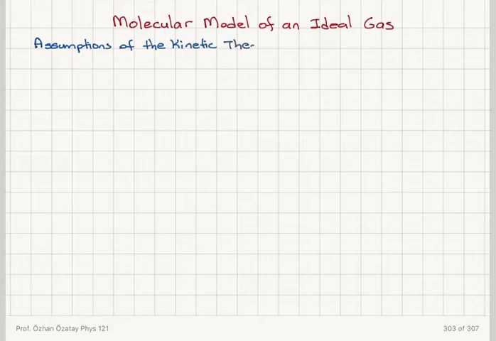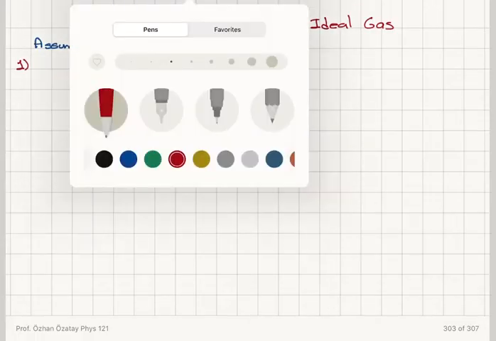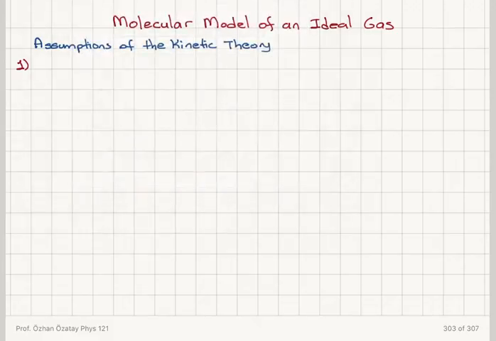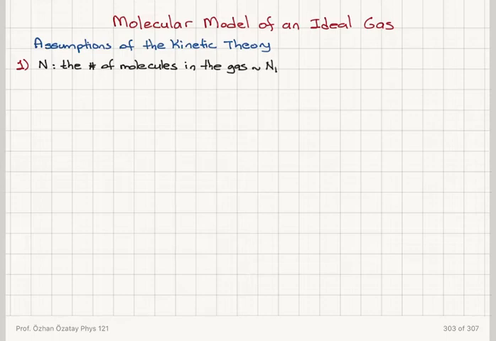So we can summarize our assumptions in five items. The first item is that the number of molecules in the gas is very large. So we have n, the number of molecules in the gas. It's very large. It's of the order of Avogadro's number, 6.02 times 10 to the 23. So it's a very large number.